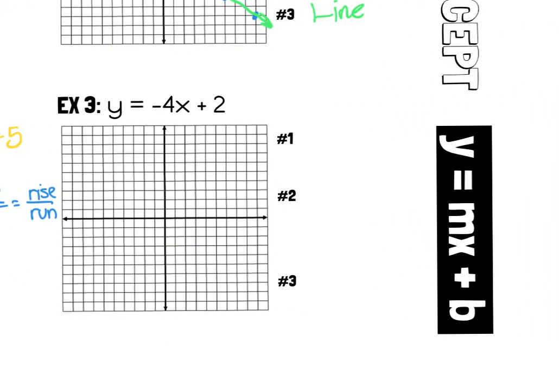Okay, so I want you to try this on your own. Step 1, identify your y-intercept. Step 2, find your slope. Step 3, draw your line. Okay, pause the video and try that on your own.